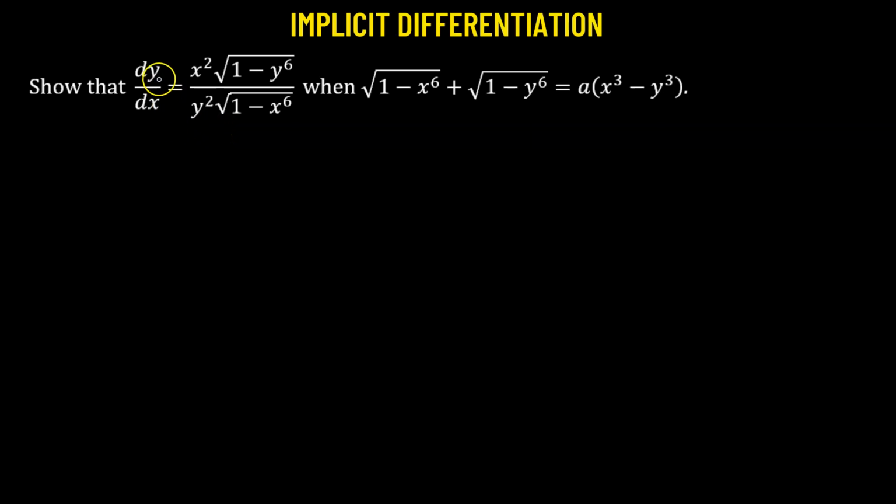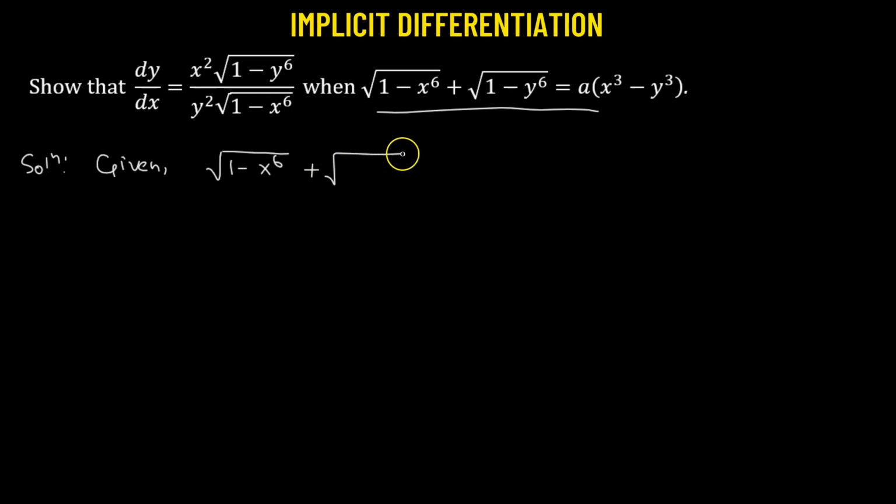So in this problem, we need to show the derivative of y with respect to x is given by the following expression whenever we are provided with this implicit function. So let's begin. We'll start off with this particular implicit function, which is square root of 1 minus x raised to the power of 6 plus square root of 1 minus y raised to the power of 6 equals a times x cubed minus y cubed.